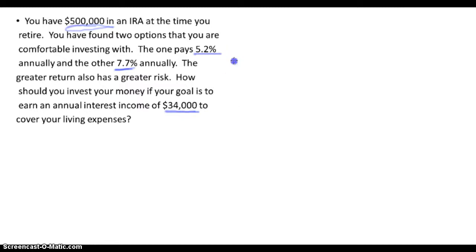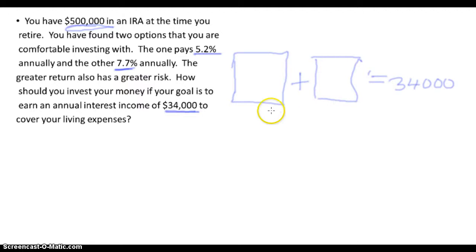So in general, what's happening is we're putting money, I'm going to draw boxes. So we're putting money in this box, and we have two accounts, so we're putting money in this box. Both of those boxes are going to earn us some interest, and we want to end up with, wow, struggling with my pen. Let me try again. We are going to end up with $34,000 as our goal. Now we know a little bit about the accounts. We know the one account pays 5.2%. We know the other account pays 7.7%.